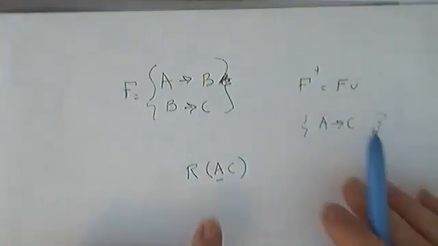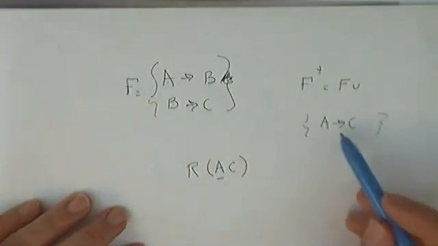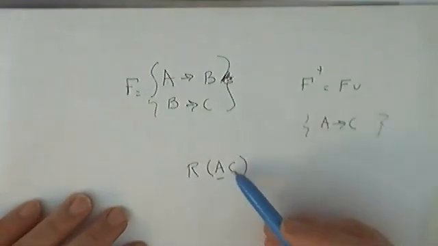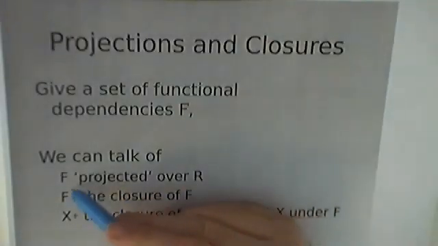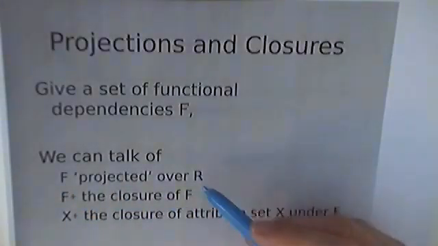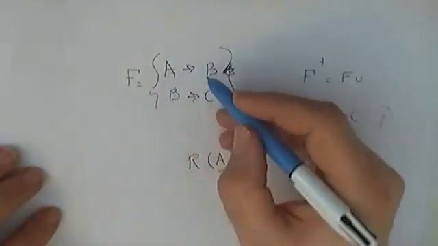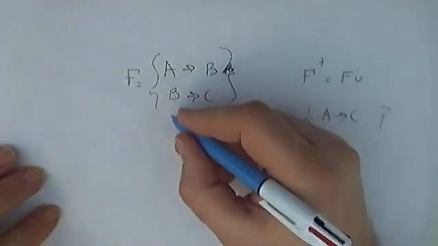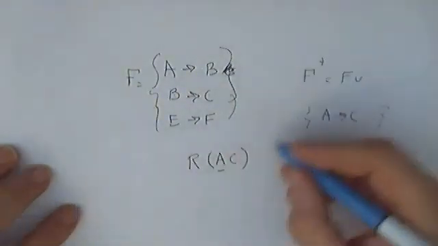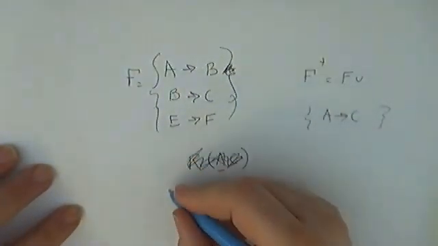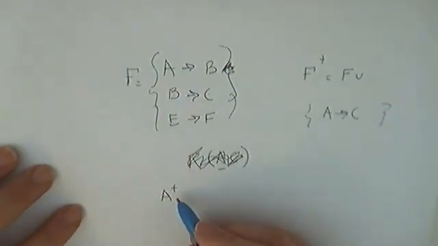The idea of projections is basically just taking a functional dependency and determining, does it have a happy home inside of a particular relation? So that's an F, a functional dependency, being projected over a relation. We talked about the closure. Now the closure is a set of attributes. So if I have A goes to B, B goes to C, and then E goes to F, the question might be: what is the closure of A?